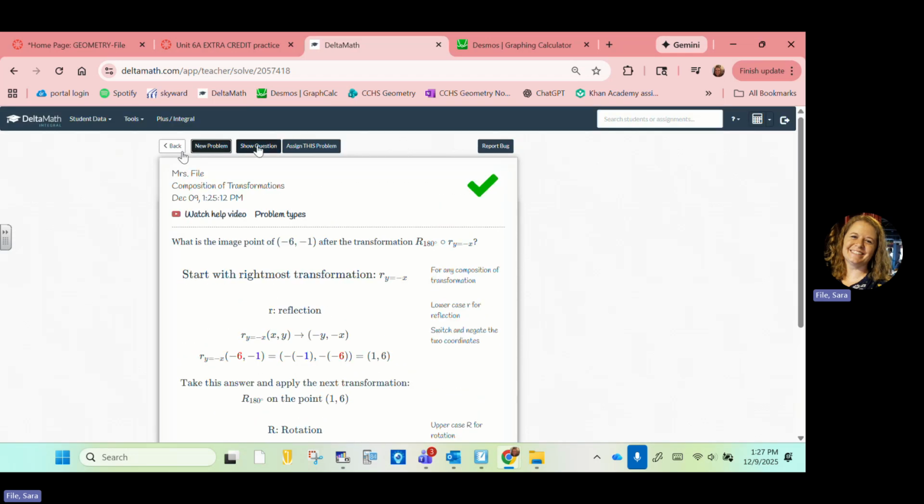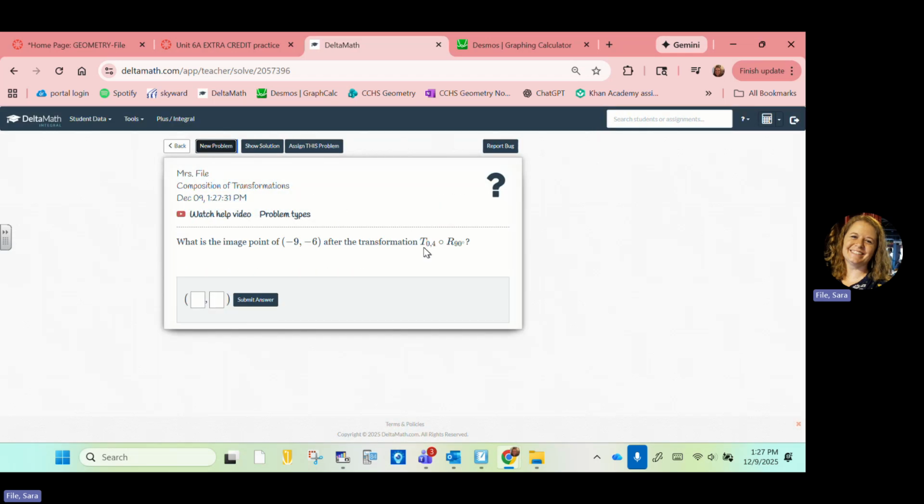Okay. But yeah, they use a T for translate and then it's X and then Y. So that means the X is not changing since it's a 0, and you're adding a positive 4 to the Y. So X does not change, stays -9. The Y, you add 4, so it becomes -2.